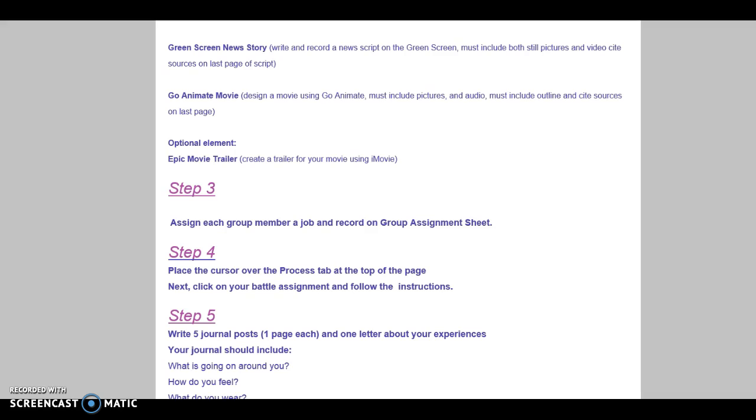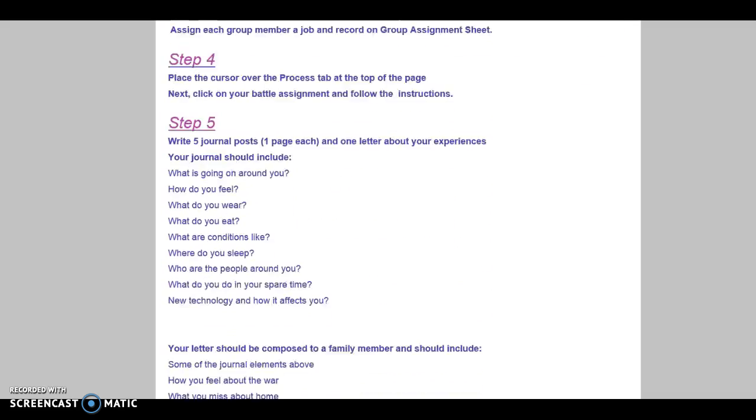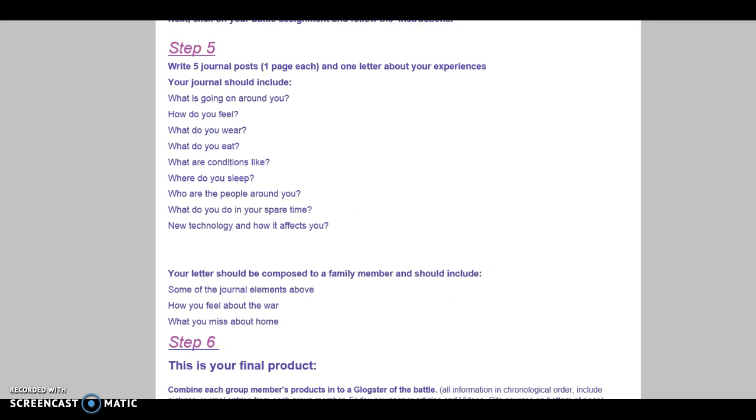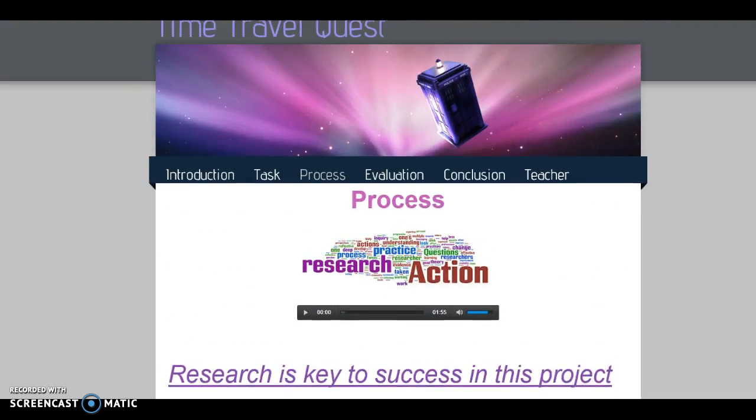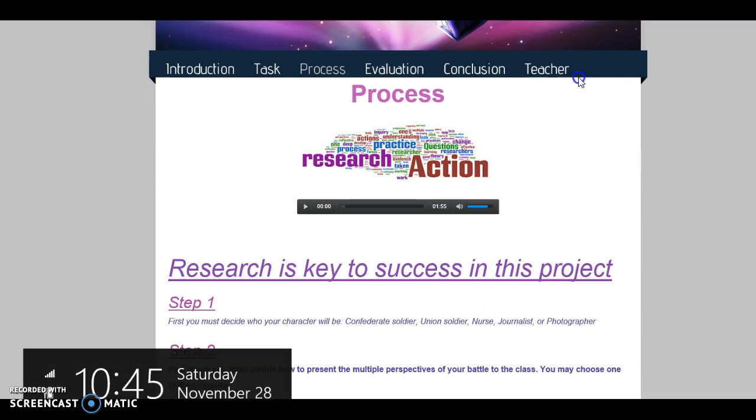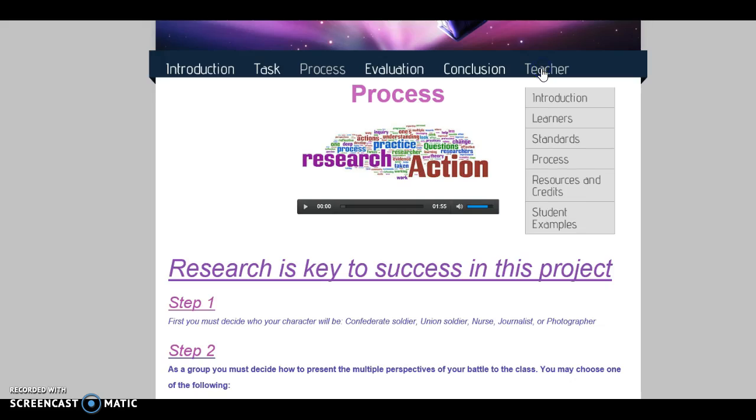The second part of this was an individual element, and this in fact was the writing part. They wrote 5 journal posts and 1 letter about their experience. So you can see the guiding questions that they had to use for that. And I have some examples of some of the work they did.